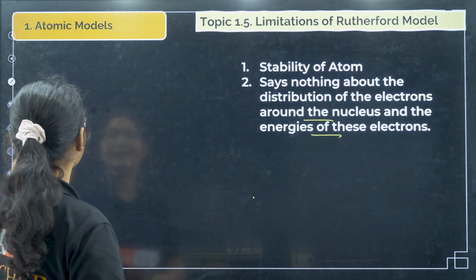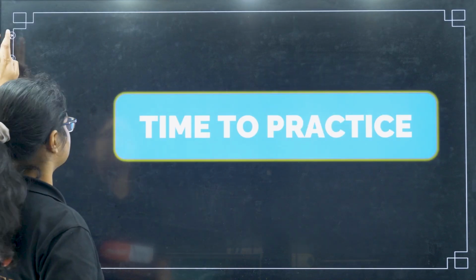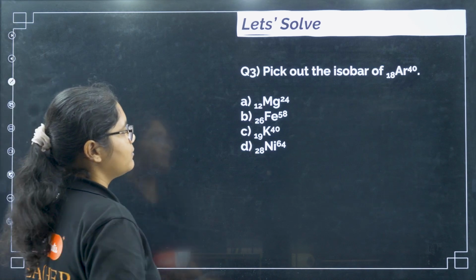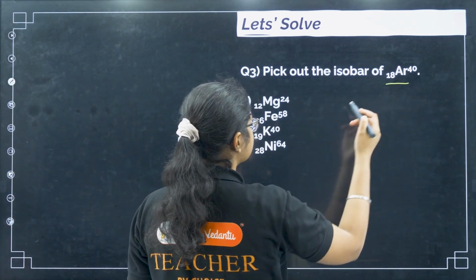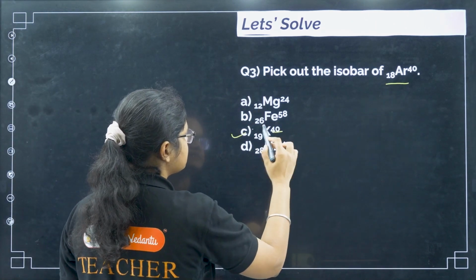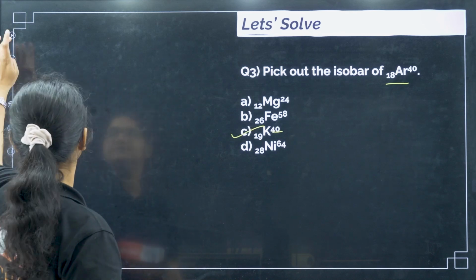Okay, so next we will go, so if we have some questions here, what is the isobar of this one, right? So isobar means what? The mass number should be same, so I can say option number C.